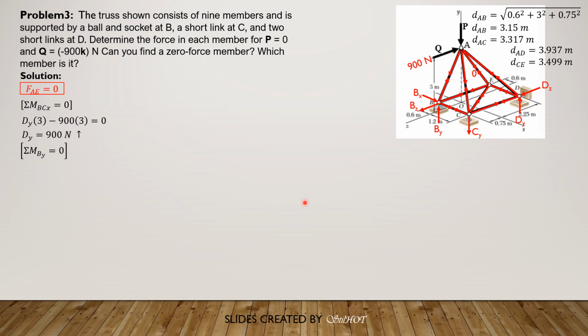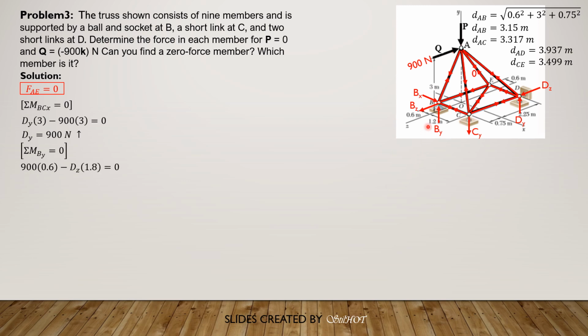Then summation moment about By equals 0 to solve for dz. So by right thumb rule, so 900, so this is positive following the four fingers curling of the four fingers. 900 times 0.6 minus dz times 1.8 equals 0.